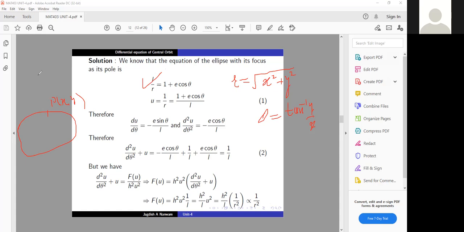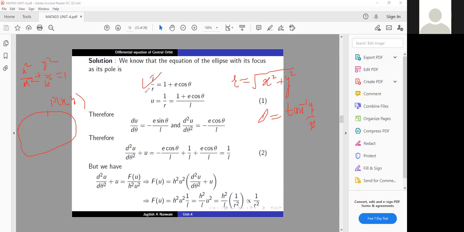What is the equation of ellipse in coordinate system? It is x square upon a square plus y square upon b square equals 1. So this is the equation of ellipse in Cartesian coordinate system. This is the equation of ellipse in polar coordinate system with the meanings of L and E, as L is latus rectum, E is the eccentricity.